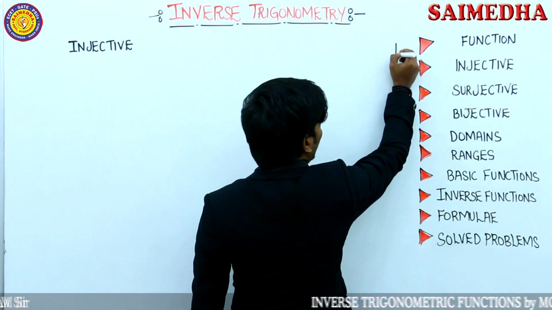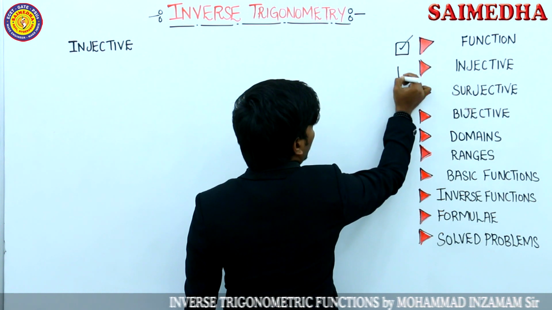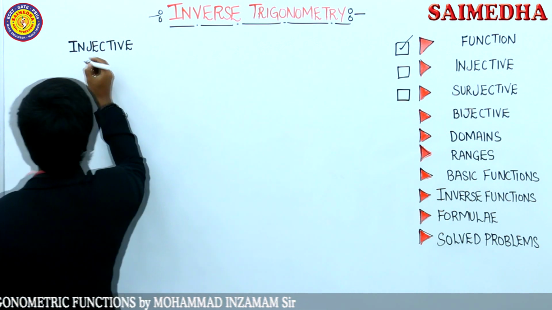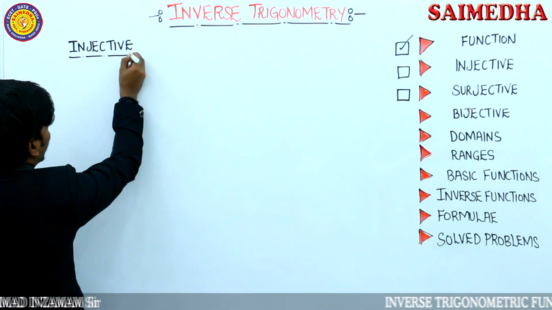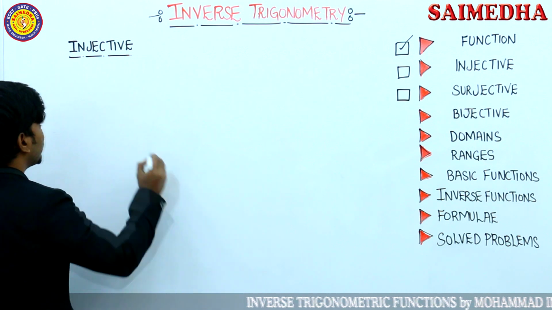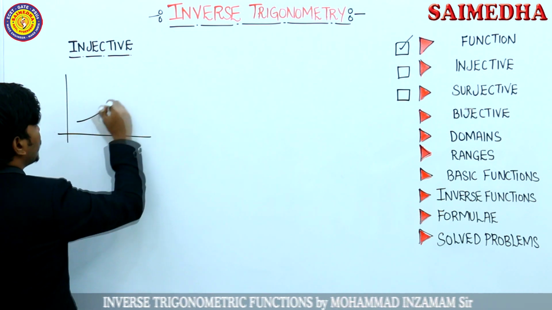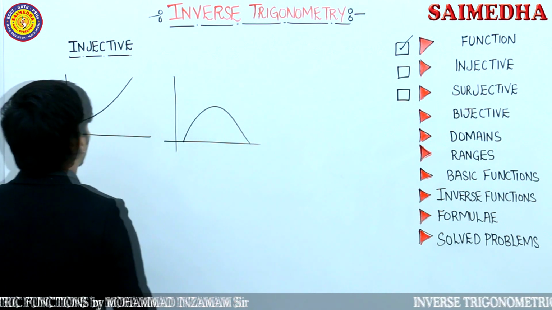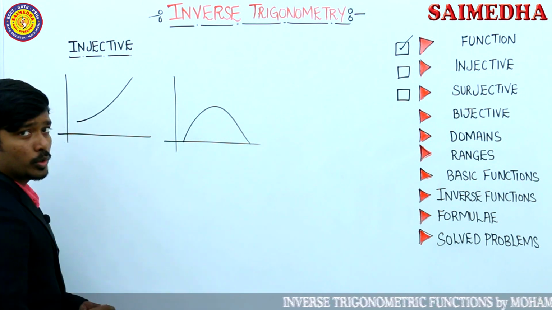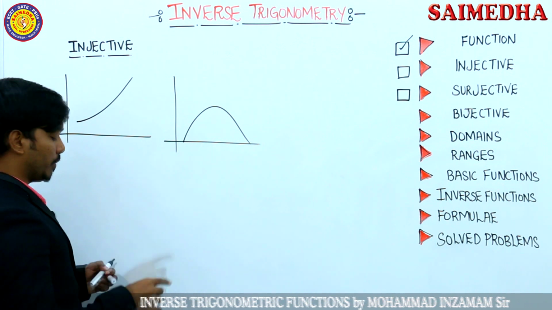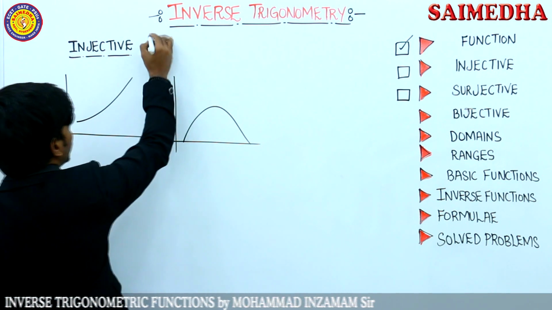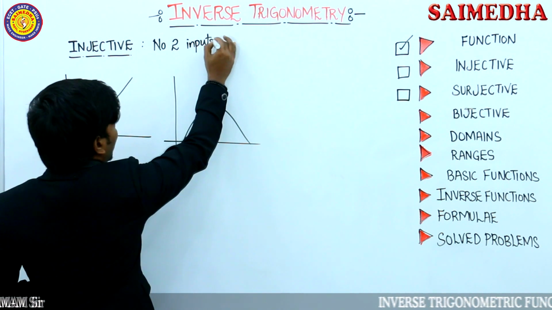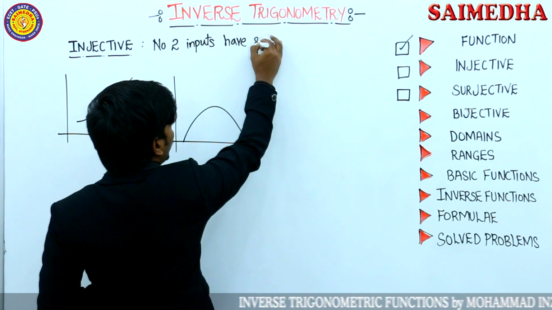We have completed the basic definition of function. Now let's talk about injective and as well as surjective. Sir, what is the meaning of injective now? First of all, let's draw a basic diagram to understand it well. I am drawing two diagrams. Let's say this is one and let's say this is another diagram. Okay. The meaning of injective is no two inputs have the same output.